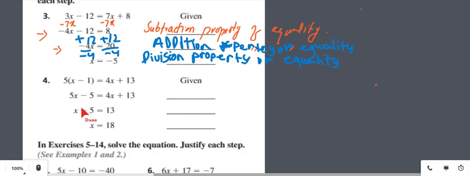First, they distributed 5 to x. So which property is it? Distributive property of addition or subtraction? Of subtraction. Okay, then write it.